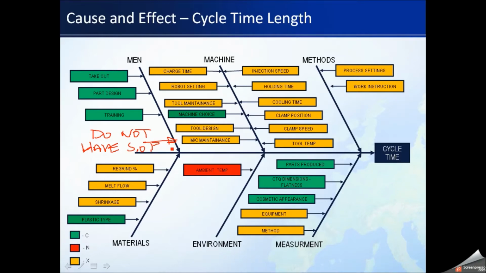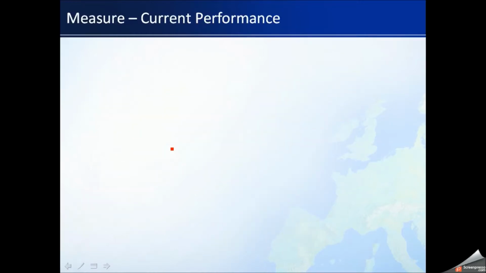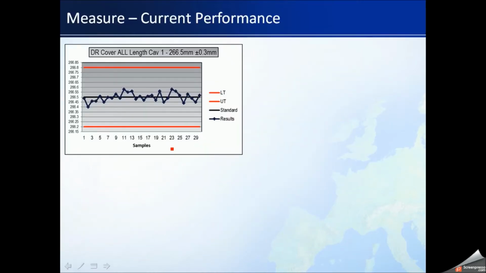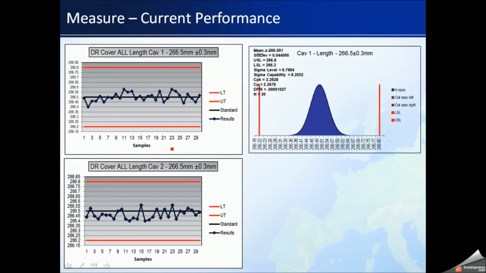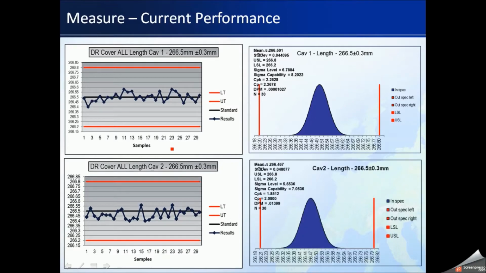Everything that's in green currently is under control. And if you let those variables play into the process, here's the current performance. This is the length of the part. You can see the length of the part is a very capable process. There's cavity 1. There's cavity 2. So in terms of length, we don't have a problem.